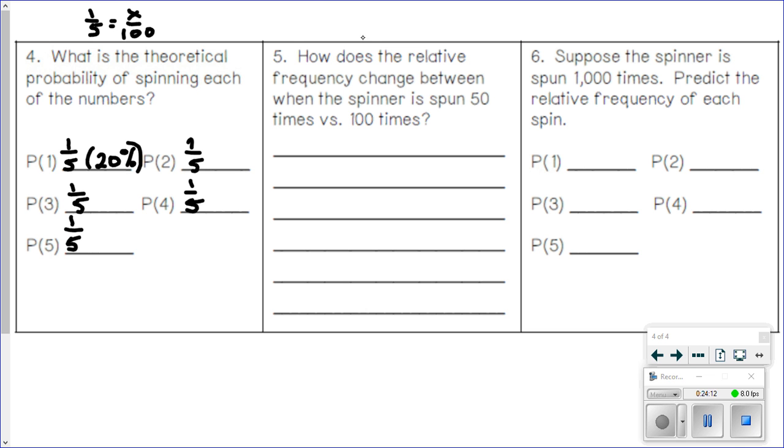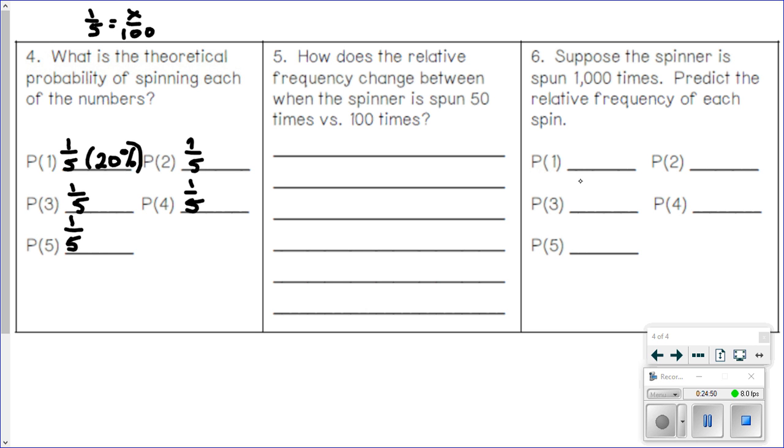So how does the relative frequency change between when the spinner spun 50 times versus 100 times? Your experimental probability will get closer to the real theoretical probability. So suppose the spinner is spun 1,000 times. Predict the relative frequency of each spin. It's probably not going to be exactly 1/5, but if we're going to make a prediction, we would predict 1/5. It would certainly be closer to that.